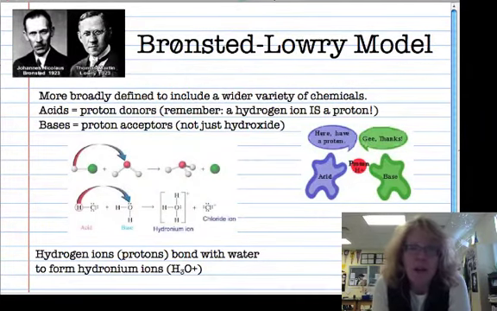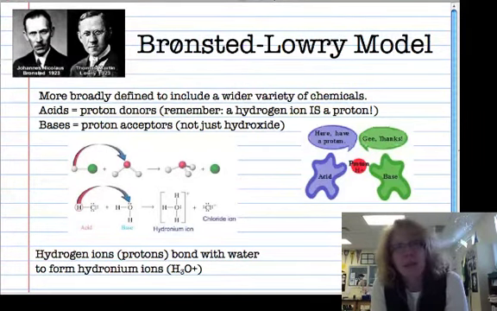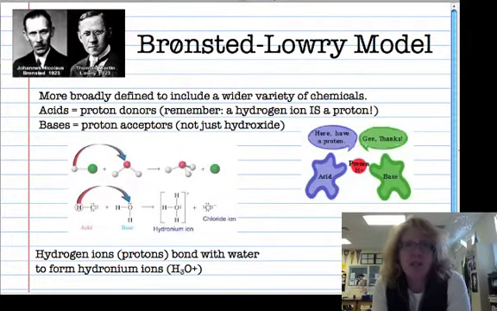Bronsted and Lowry came up with a slightly wider definition of what an acid and a base are. So they defined acids in terms of protons. An acid's a proton donor and a base is a proton acceptor. So this works in cases where there isn't just hydroxides present. Remember, a proton and a hydrogen ion are the same thing. So to say something's a proton donor or to say that it has a hydrogen ion to it, it's basically synonymous.